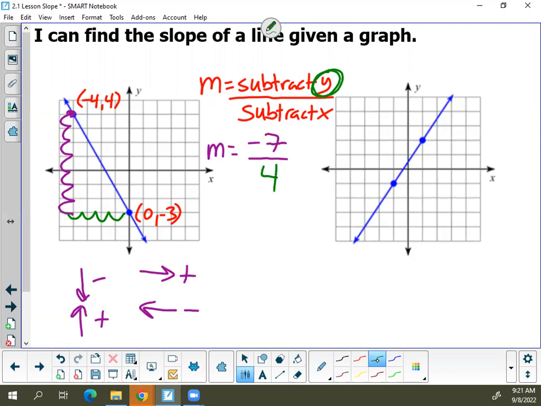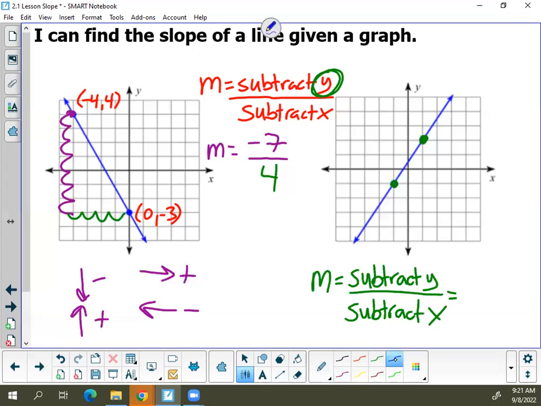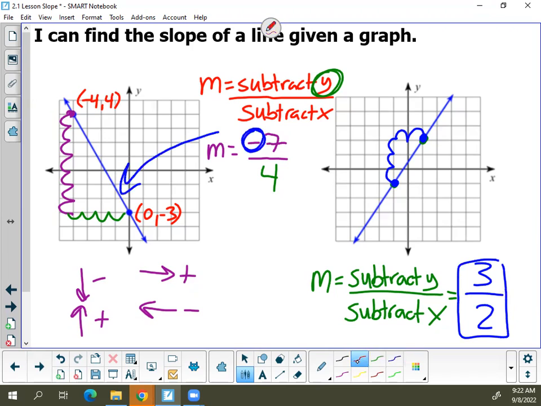So if I'm using my counting method over here, I always start from the left. And I like to write my formula every time. If I write my formula every time, I will remember it. And also I will know, hey, I got to do the y's first. So I'm going to count from my left point and I have to go up to get to my right point. 1, 2, 3. Up is positive. Then I have to go right 2. 2 is positive. My slope is 3 over 2. And again, you can see that a negative slope goes down to the right. A positive slope goes up to the right.